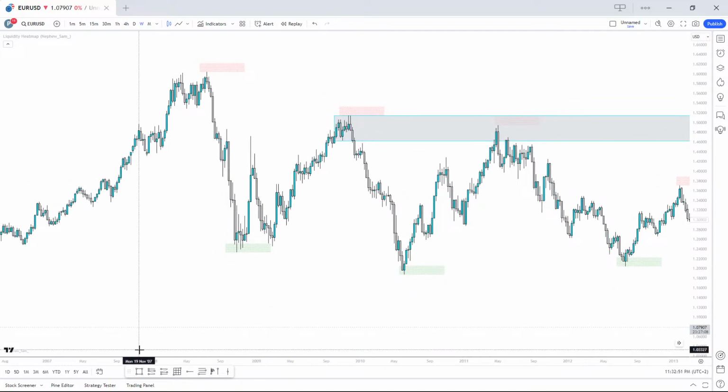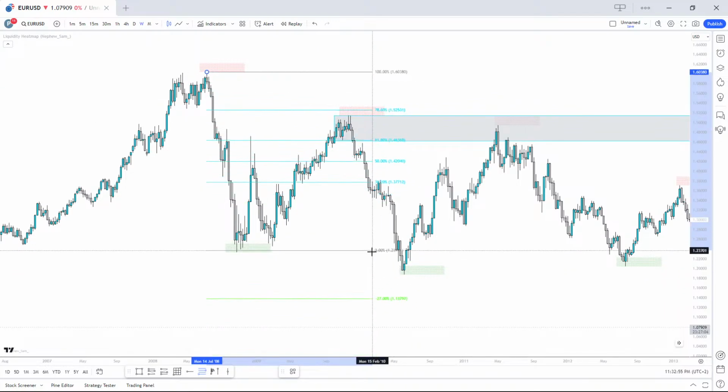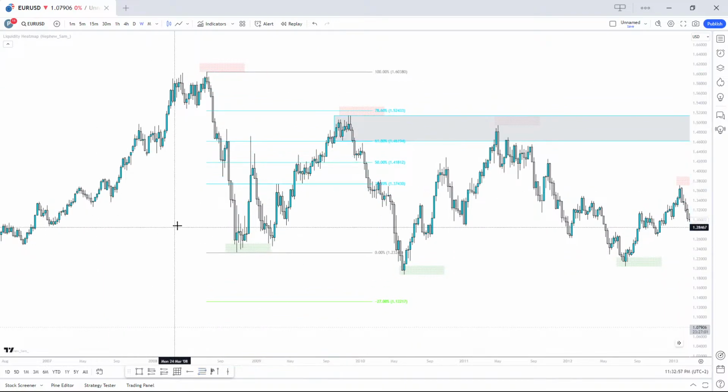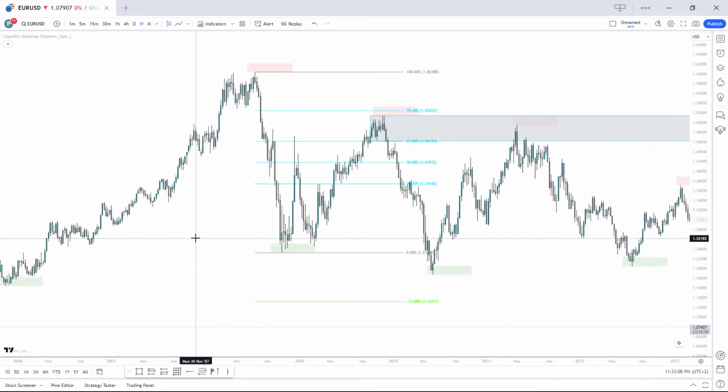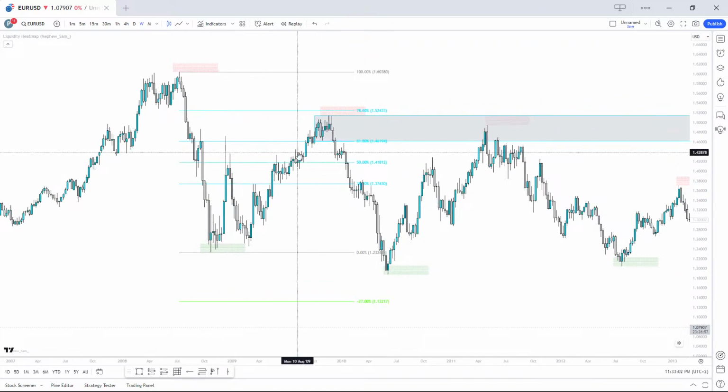Because a lot of retail traders would, let's say, pull out Fibonacci and draw it right here. They would say this low not being able to make it to this point, and they would consider this a downtrend.